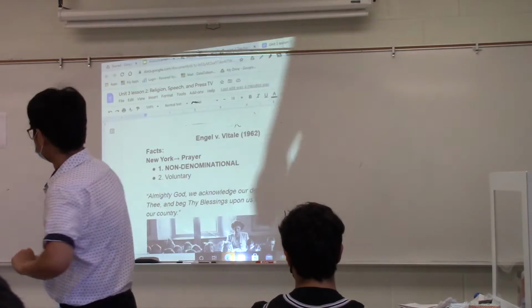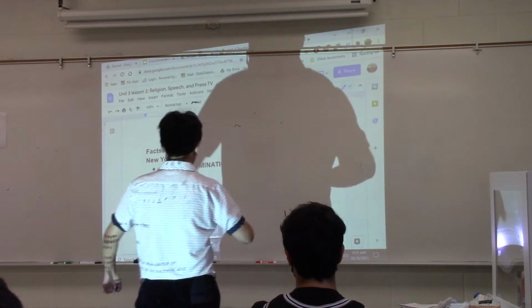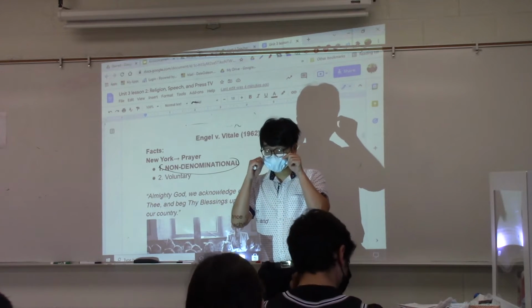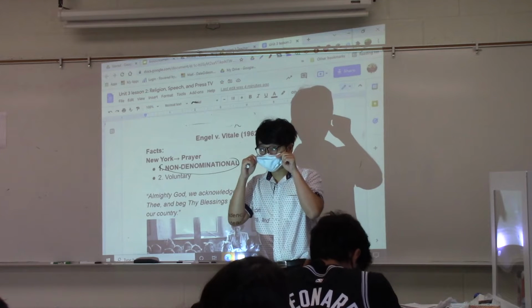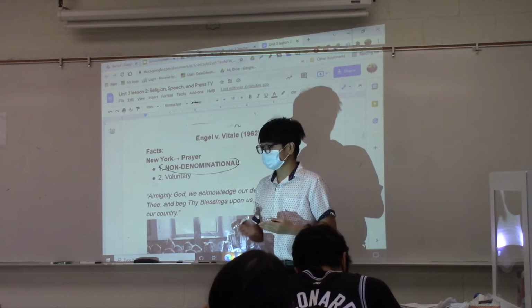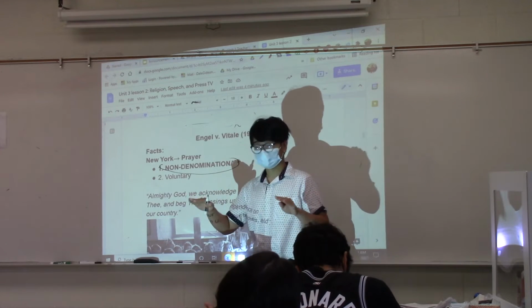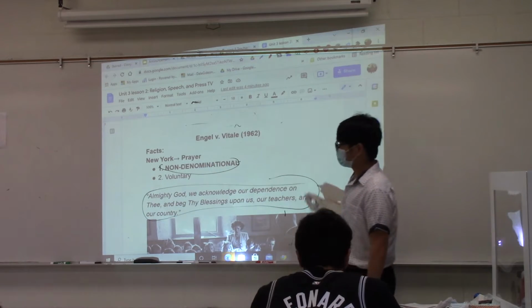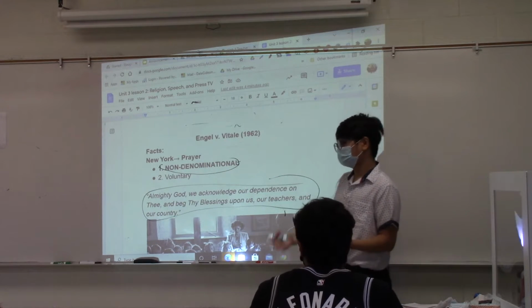Number two, this prayer will be non-denominational. Most of the prayers in the past that public schools tried to establish were very much for Christianity. So what New York is trying to do is make it neutral. So this is the prayer. This is exactly the prayer that public school teachers in New York had to lead their students with.